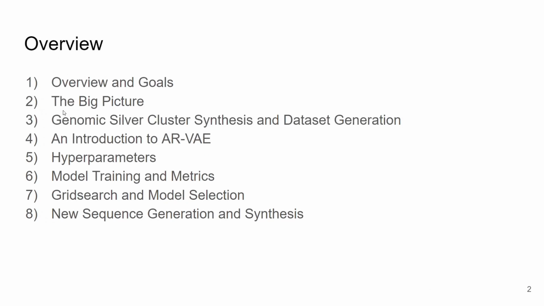So, oh yeah, there's also a presentation within the presentation here. Part 4, an introduction to AR-VAE. This is the newfangled machine learning model that we're using. It's an attribute regularized variational autoencoder. And this is a very powerful generative model that we've found is actually pretty good at creating these DNA sequences the way that we want them.